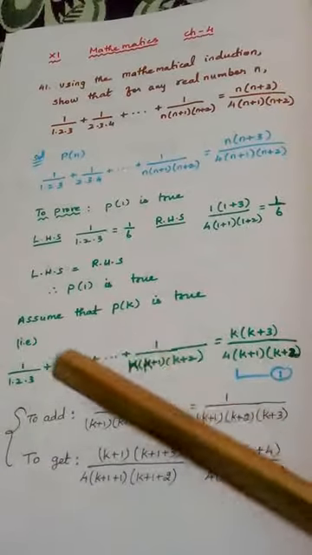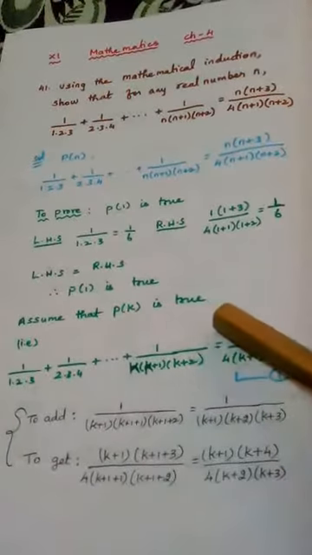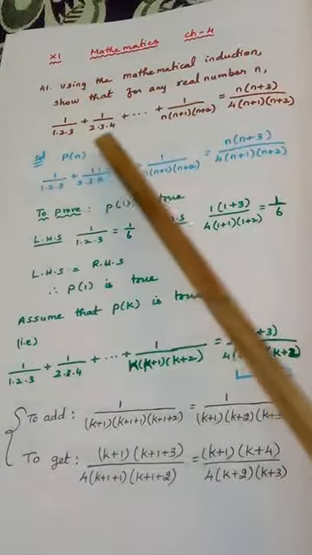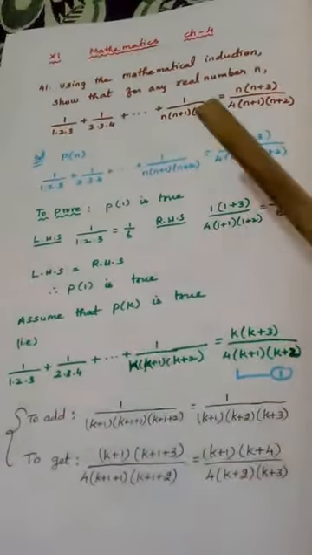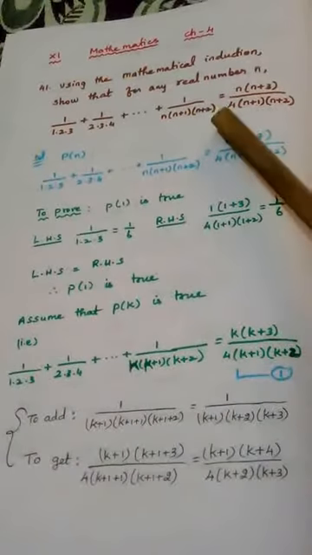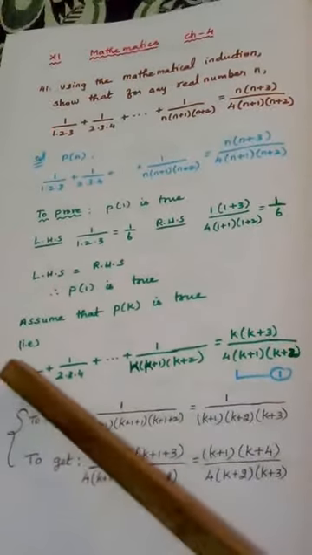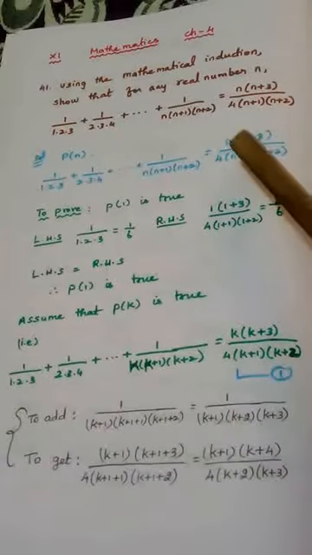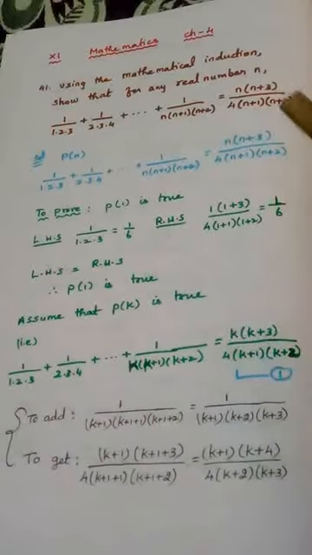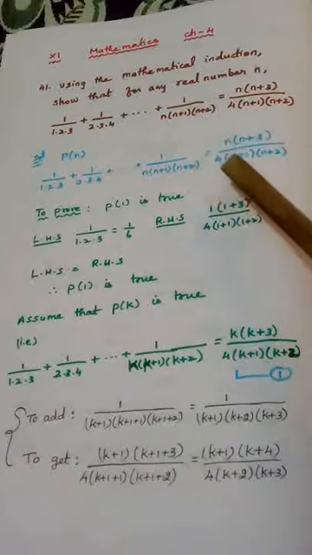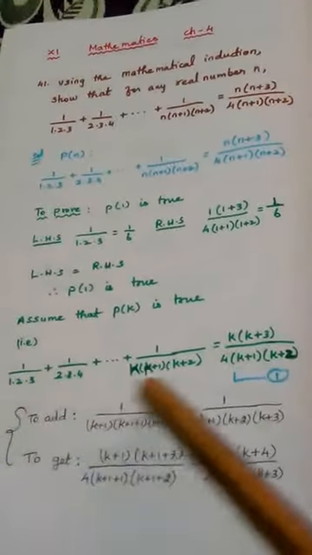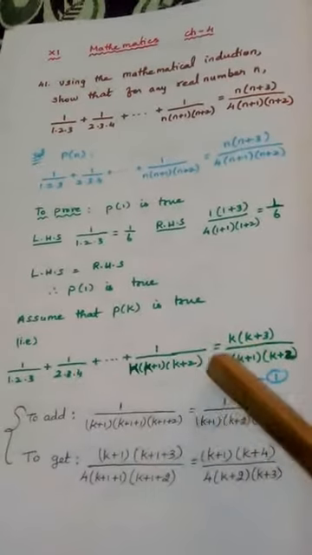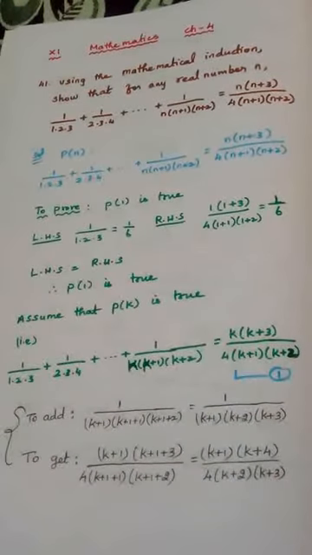What is the second step? We have to assume P of k is true. What does that mean? In this statement we replace n by k. n plus 1 means k plus 1, n plus 2 means k plus 2. Even in the right hand side I replace n by k: k into k plus 3 by 4 into k plus 1 into k plus 2. This is the result that I assume is true. By assuming this is true, we need to prove P of k plus 1 is true, that is, the result is true for the next step.